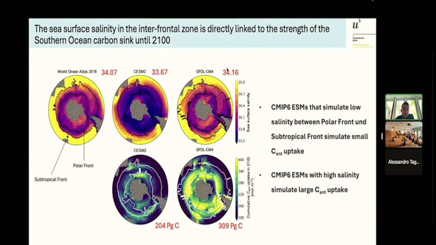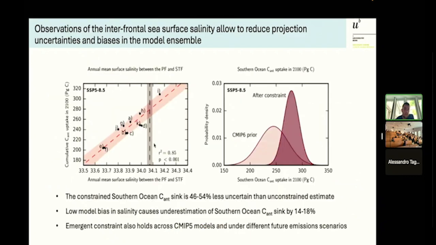And if we then look at how that looks on a scatter plot, here on the left side we have the annual mean sea surface salinity between both fronts. We get this nice linear relationship between this salinity and the cumulative anthropogenic carbon uptake. And so we are confident that this is really the mechanism that drives the differences in the model.